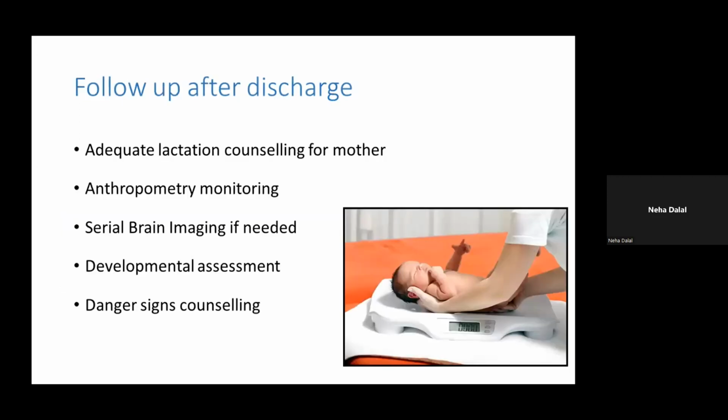So in these babies who are treated for hyponatremia and are being discharged, what follow-up is important? First and foremost is adequate lactation counseling for the mother regarding adequate breastfeeding, composition, monitoring of urine output by the mother, and anthropometry monitoring, especially head growth, in subsequent follow-ups. If the baby had developed any brain hemorrhage or sinus venous thrombosis, then serial brain imaging during follow-up is needed as and when required. Developmental assessment if the baby is going well, and danger signs counseling for the mother at home are also important. Apart from this, developmental supportive care and vision and hearing follow-up are also needed.